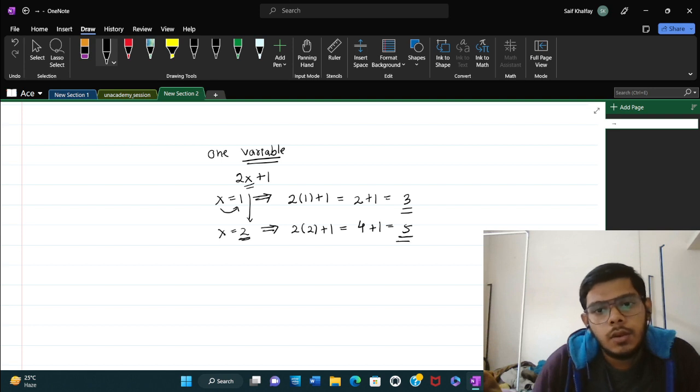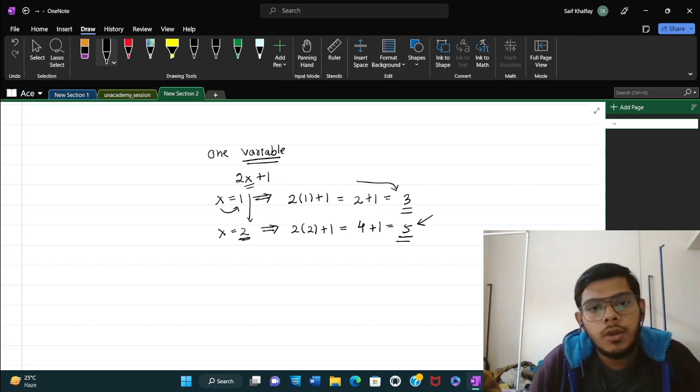Correct? When I substitute x is equal to 1, the value of 2x plus 1 that I got is 3. While when I substitute x is equal to 2, the value of 2x plus 1 I got is 5. So this x here acts as a variable. I can vary the value of x so that I can get different values of 2x plus 1. So have you understood the term variable?